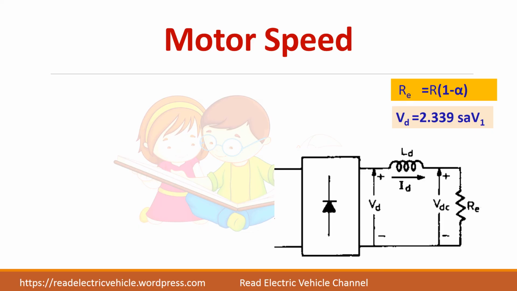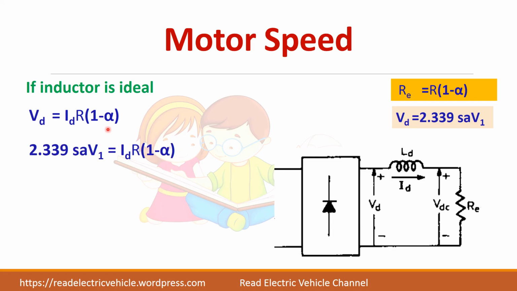Now we will calculate the motor speed. If we assume that this inductor is ideal, so what is this VD? That is equal to ID into RE. What is RE? R into 1 minus alpha. So I am writing VD is equal to ID into R into 1 minus alpha. So what is VD? We have already derived it. So from this we can calculate what is the slip.